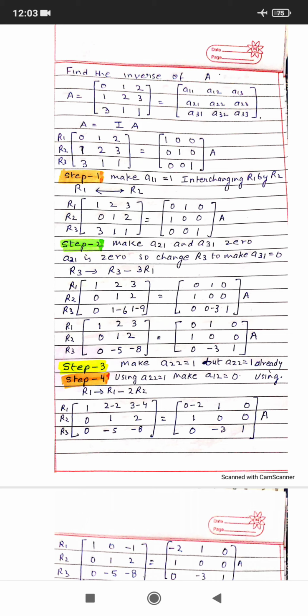In step 3, we need to make A22 equal to 1. But A22 is already 1. So step 3 is complete without doing anything.